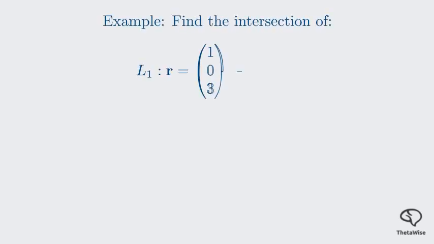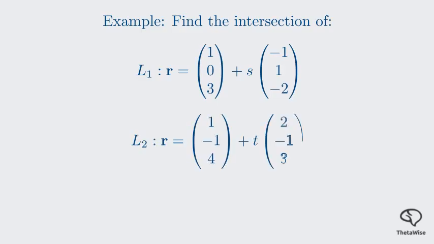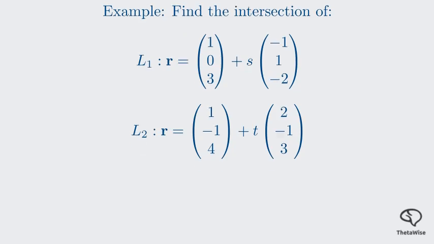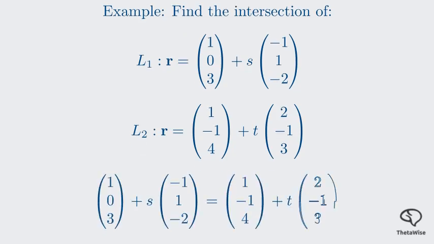Let's work through a 3D intersection example to see this consistency check in action. This is the last worked example from your notes. We have line L1 and line L2 in 3D. Our task is to find their intersection point if one exists. First, we equate the 2 vector equations. Setting r1 equal to r2 gives us this equation with parameters s and t.